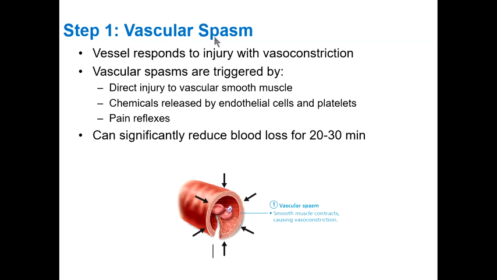Step 1 is vascular spasm. So when a blood vessel ruptures or is injured, the smooth muscle in the wall of the blood vessel contracts, which constricts that vessel. We call that vasoconstriction. How does that smooth muscle contract? Well, the direct injury to the smooth muscle, as a reflex, it'll contract. There's chemicals in the endothelium, which is the inner lining, that's released if it is torn, which causes the contraction, and pain causes the contraction as well, which is a significant event to reduce blood loss for about half an hour.